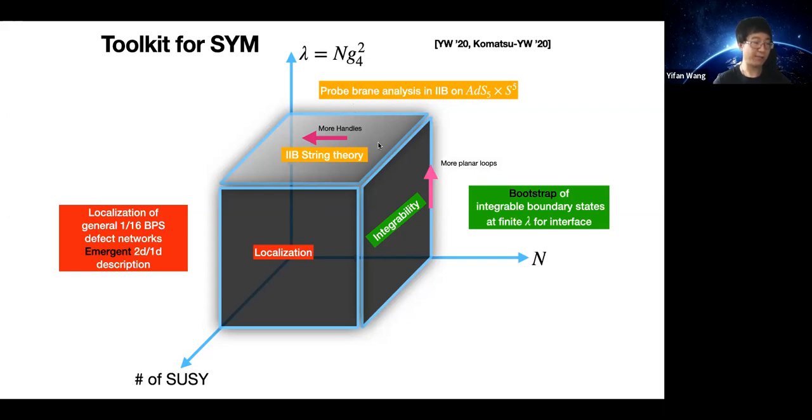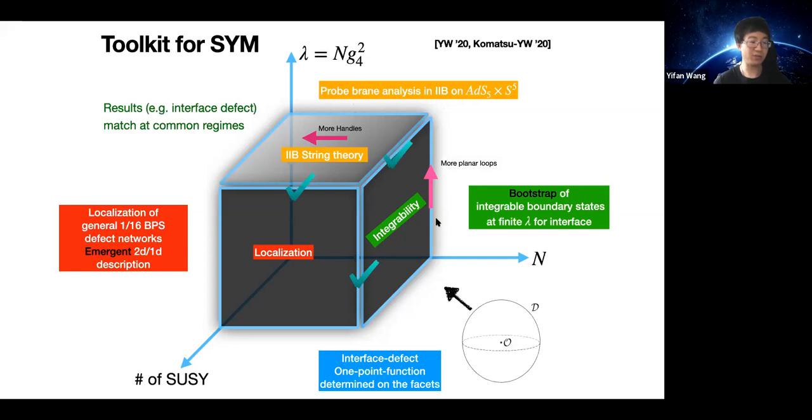To illustrate these methods, I will apply them to the particular case of the defect one-point function. So this is the one-point function of some local operator in N=4 super Yang-Mills in the presence of a codimension-1 interface defect that circles the local operator. I will show that we can determine this kind of observable using all these methods, and the results agree in the common regime of validity.